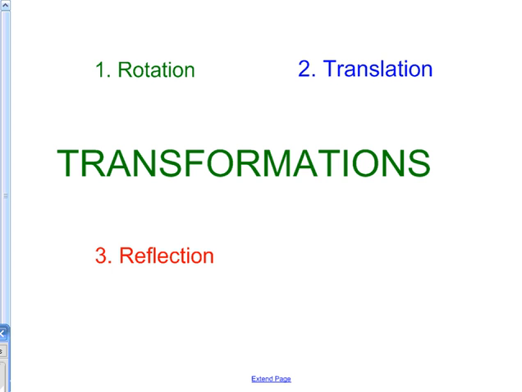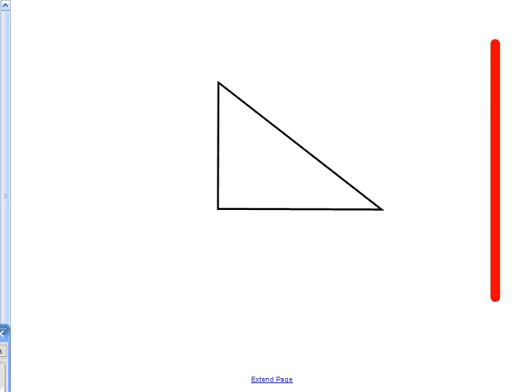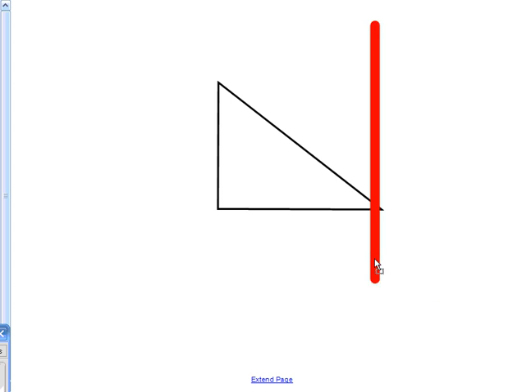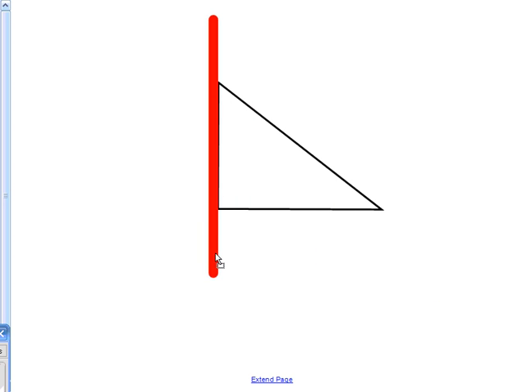Transformations can also be reflections. I mentioned this a moment ago when I said you woke up in the morning and you looked in the mirror and you saw a reflection. I wonder what the reflection of this triangle would look like. Why don't you take a moment to try to produce what you think will be the reflection of the triangle if we set a mirror, let's use this red line, in this position, and we reflected the triangle over the mirror.